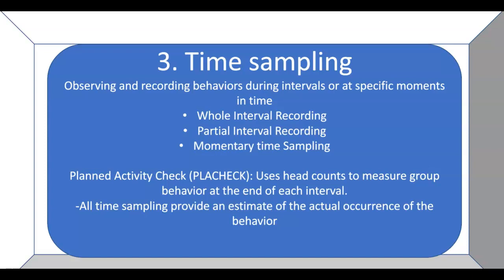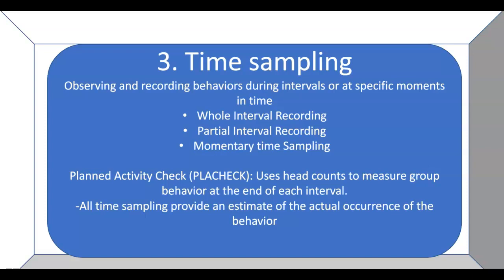Momentary time sampling, the way you measure it, is again you still do the same thing. You have intervals, and every 10 seconds you are recording the behavior. After the 10 seconds, you look at the behavior in this very moment and check if it's happening or not. That's why it's called momentary, because you are interested in the last moment of the 10 seconds and you're looking to see if the behavior is happening or not.